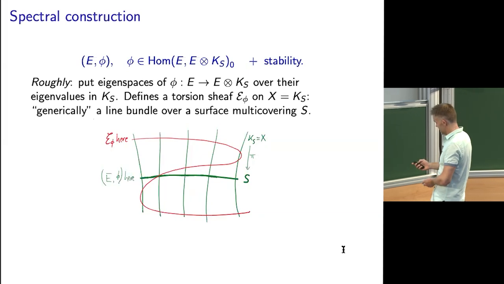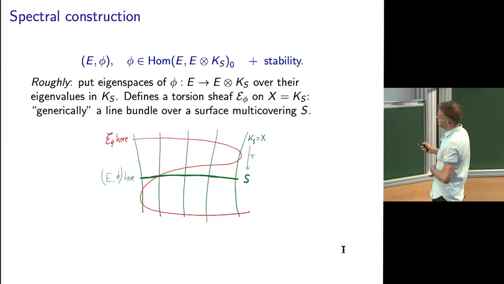So what is this? Roughly speaking, the red points here, let's work on one fiber, so one point of S. So what do you have? You have this endomorphism, phi. So what you do is you plot its eigenvalues. There it's three. This is the rank 3 case. You plot its three eigenvalues in Ks. There's always this twist by Ks.